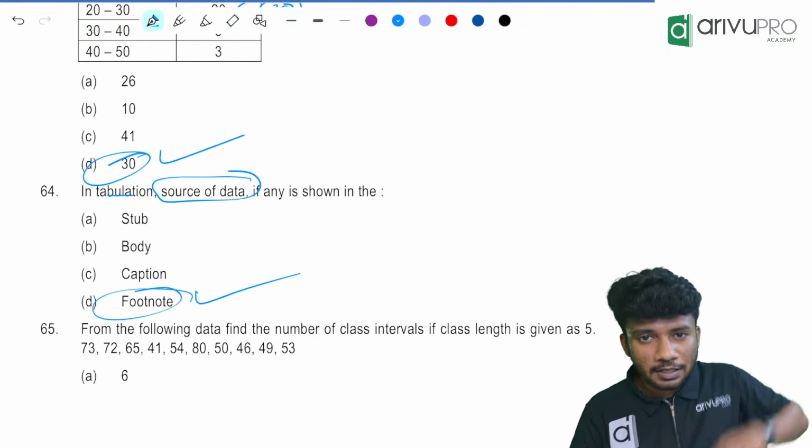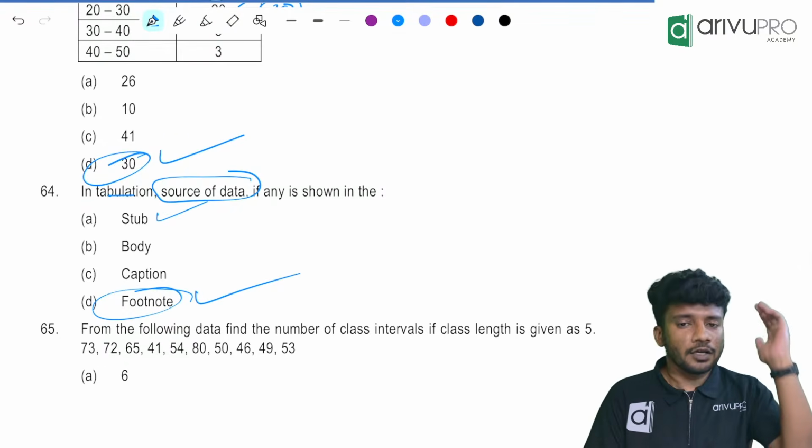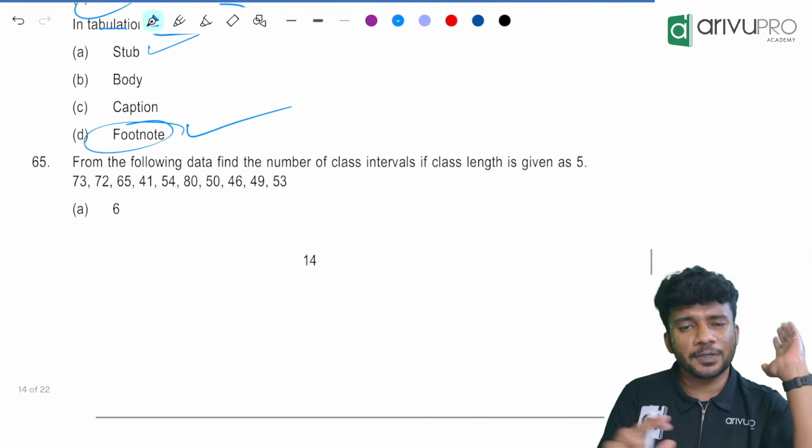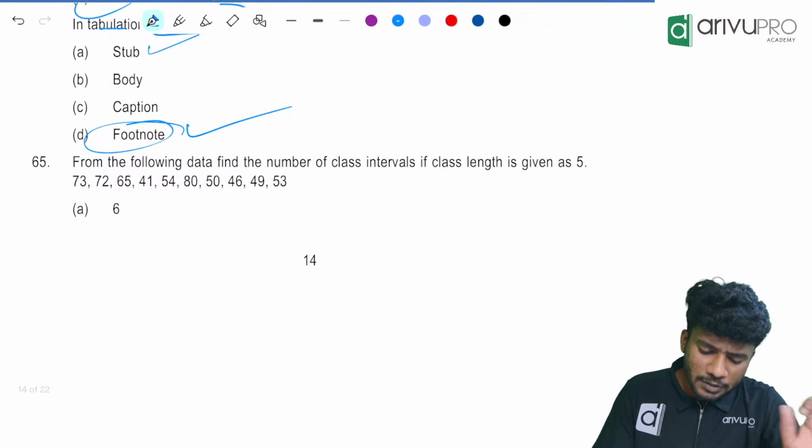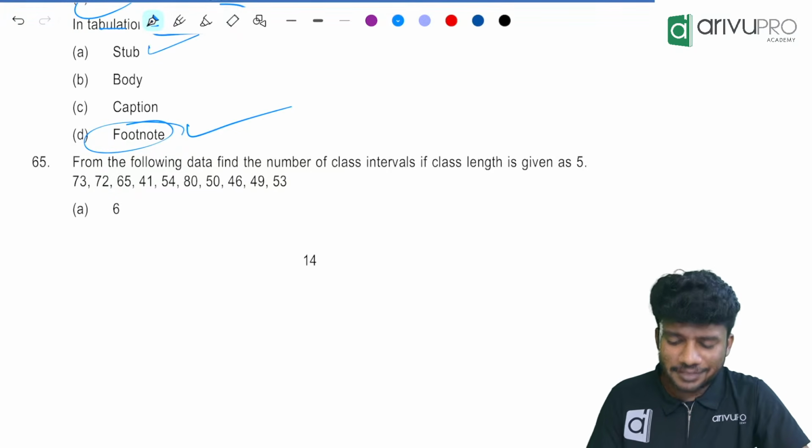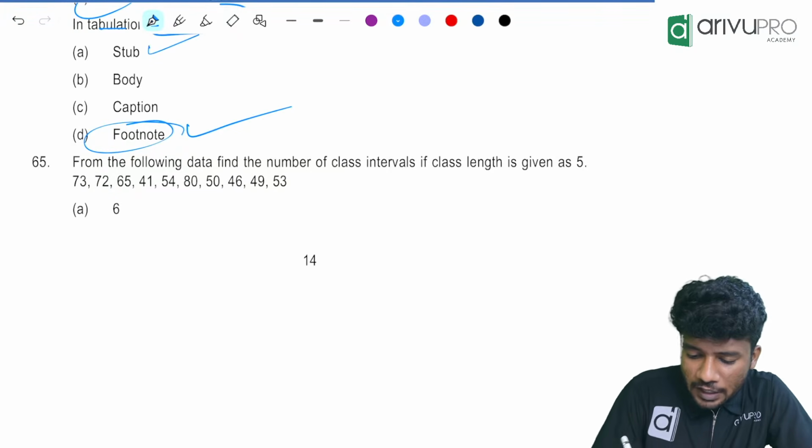The footnote. Left part is called the stub. Okay. Next one. Uppermost part, caption. Next one. From the following data, the number of class intervals. People, how to find the number of class intervals?